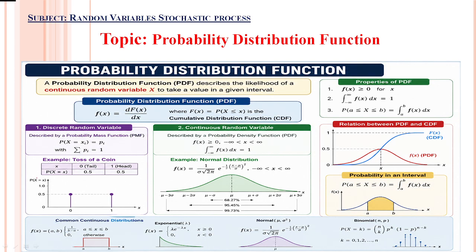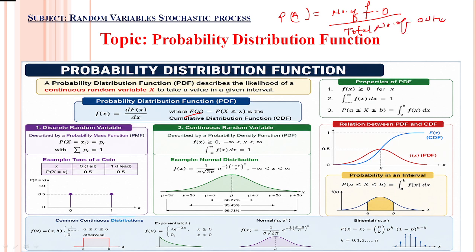Probability distribution function. It describes the behavior of the probability. We know that probability means number of favorable outcomes to total number of outcomes. This is the probability.